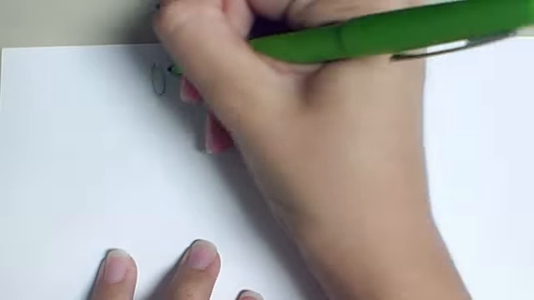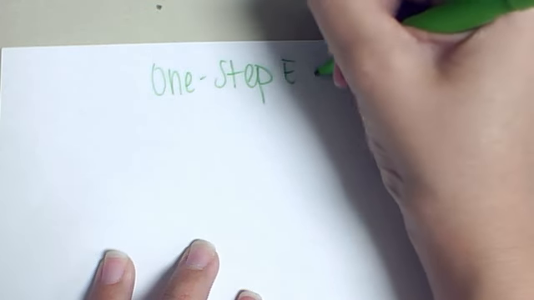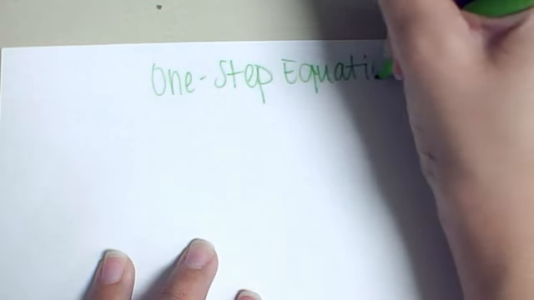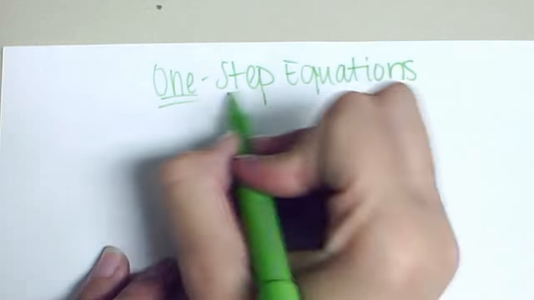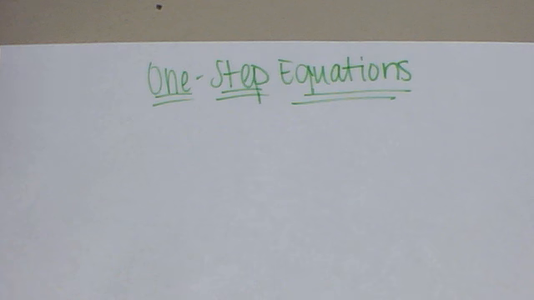Today in algebra we talked about one-step equations. These were some notes we took in our spiral, so if you want to add these, that would be a good idea. And this might be new for some of you and not new for others, but we do need to learn how to solve equations, so we're starting with the ones that involve one step.